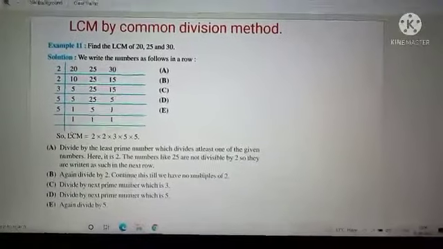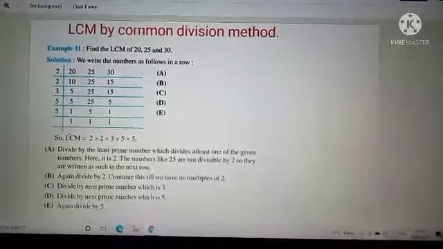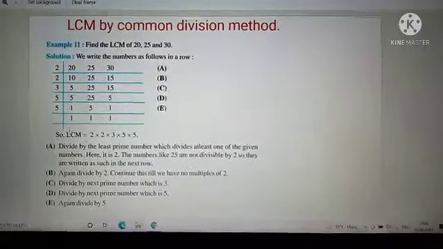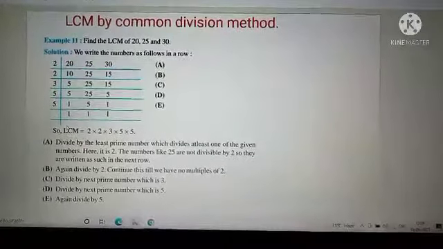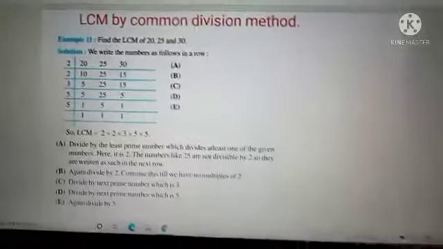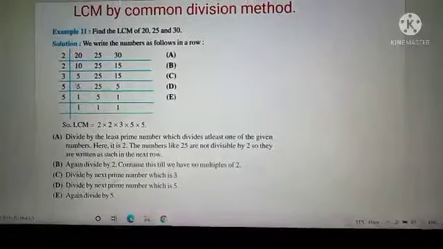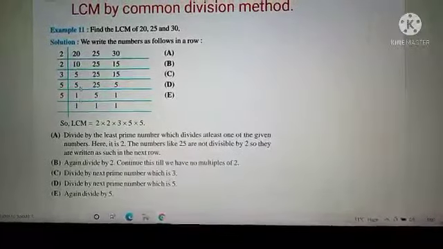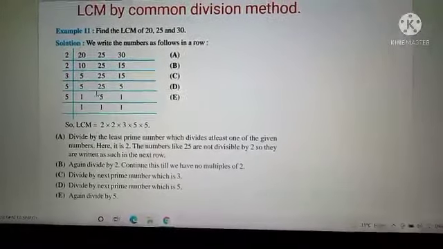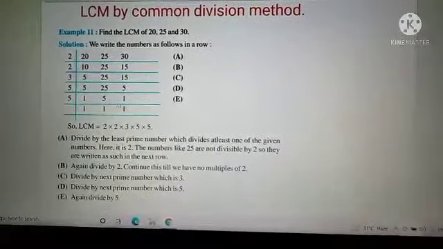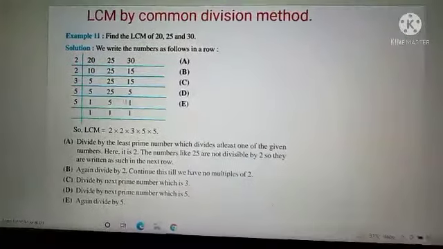Is there any number which is divisible by 2? No. Is any number among 5, 25, 5 divisible by 3? No. Only 5 is possible. So we take 5 here, and 5 divided by 5 is 1. 5, 25 and 5 is 5. 5 again divided by 5 is 1. We got 1, 5, 1.